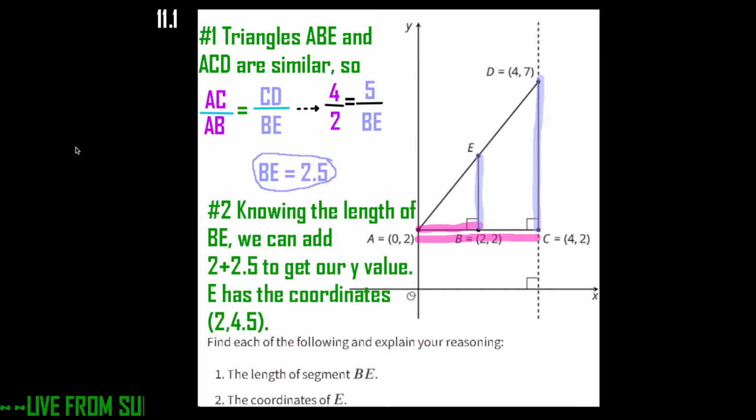Now, knowing the length of BE, we can add 2 plus 2.5 to get our y value. Remember that you have an ordered pair, x and y, so the coordinates for point E are going to be 2, 4.5. So that's that point right there.